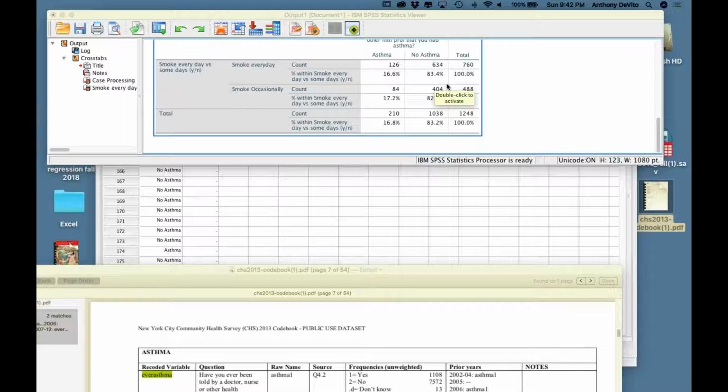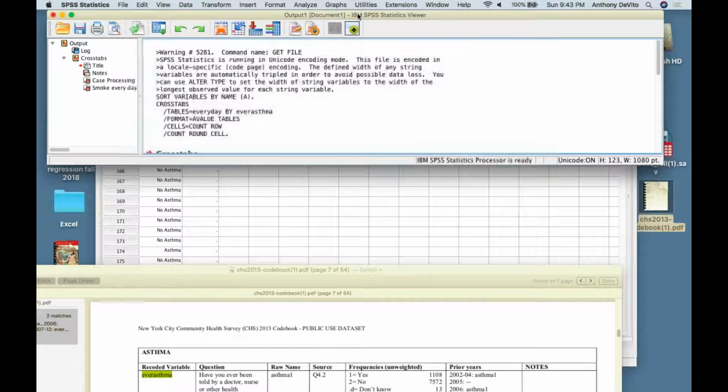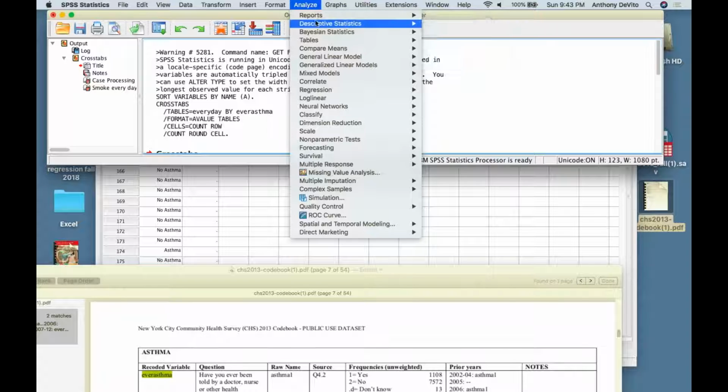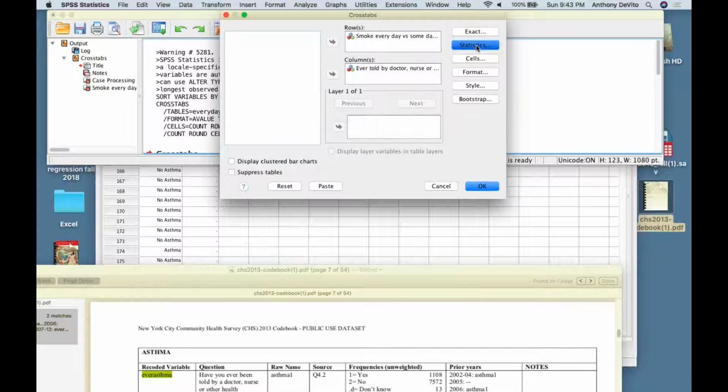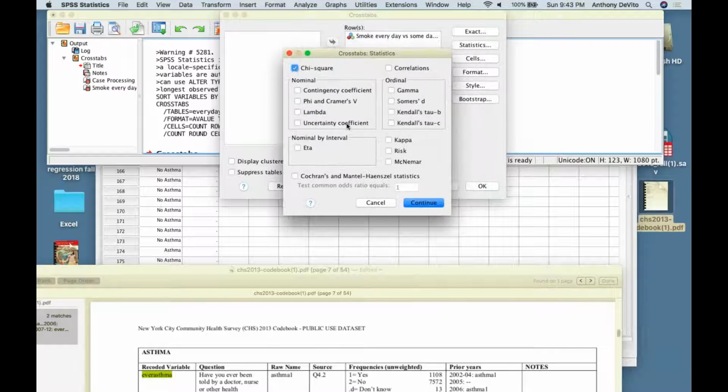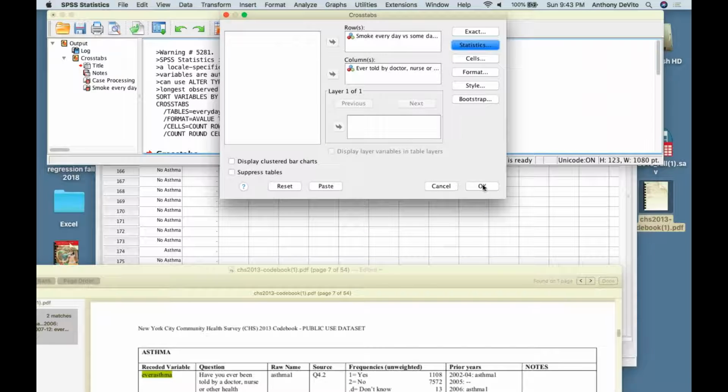So, pretty interesting. But now let's go ahead and analyze this data and see if the differences here are due to chance or if there is a real, statistically significant difference between the rates of asthma in people who smoke every day and people who smoke occasionally. So let's take a look at this. I'm going to go up here to analyze, descriptive statistics, crosstabs. Because we have two categorical variables, we're going to do a chi-square, and we're going to do an odds ratio and relative risk. I'll click off risk, and then I'll click OK.